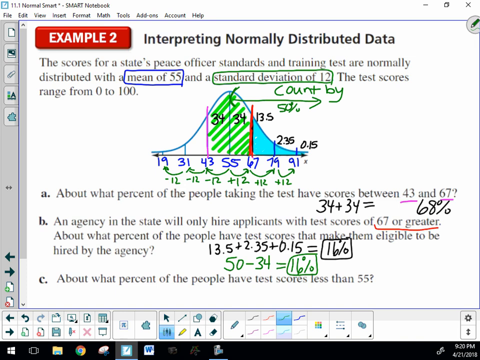All right, the last question says, about what percentage of people have test scores less than 55? Well, 55 is the mean. So 50% of the scores would be less than that mean.